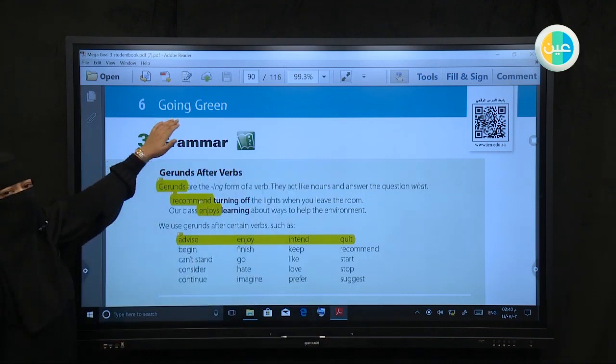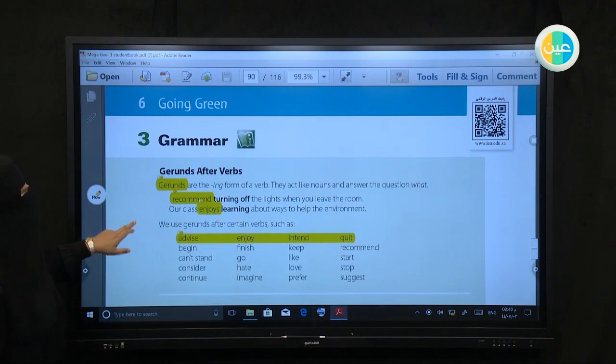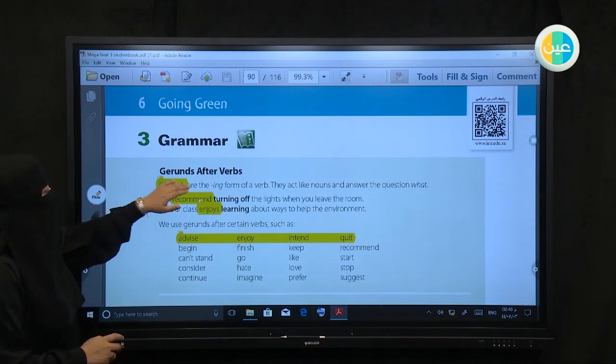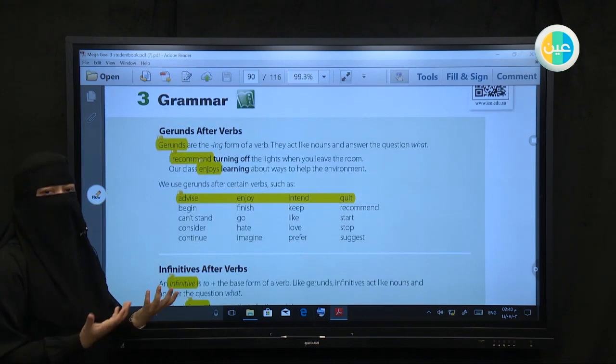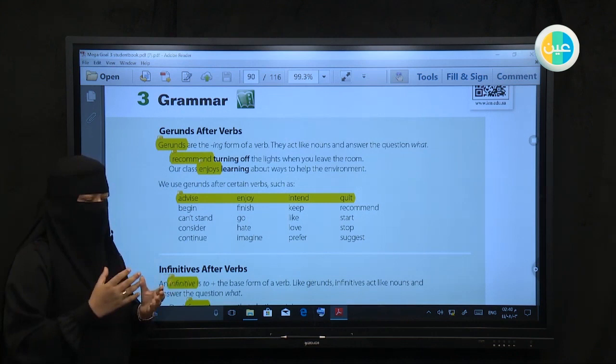من مبدأ المحافظة على الطبيعة والكرة الأرضية بشكل عام والبيئة. Today, inshallah, we have grammar. So this is number 3 here. خليكي معايا في gerunds after verbs. Now, let's start with gerunds. What is the meaning of gerund? A gerund in Arabic, اللي هو المصدر. And it's when you take a verb, تاخذي الفعل, and you add an ing to it.